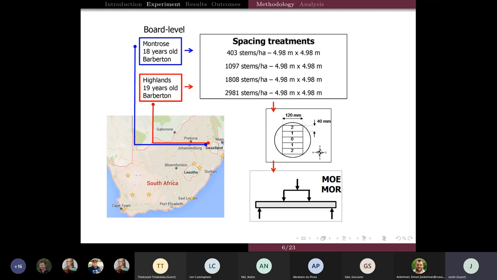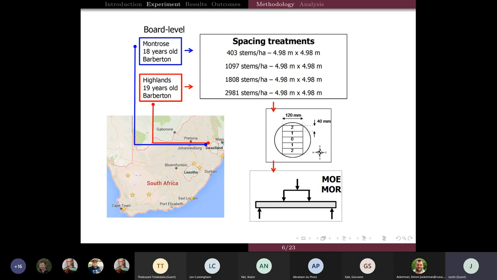the same spacing range, we also processed some trees in the same planting density treatments with the following sawing pattern, and we got in excess of 200 boards. And then from those, we subjected them to some mechanical tests to get the stiffness, the bending strength and stiffness.